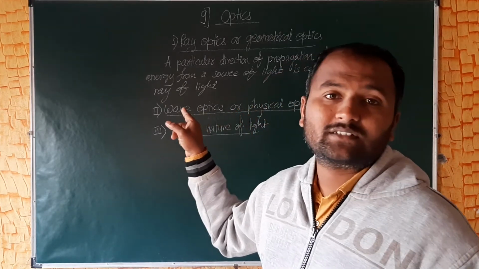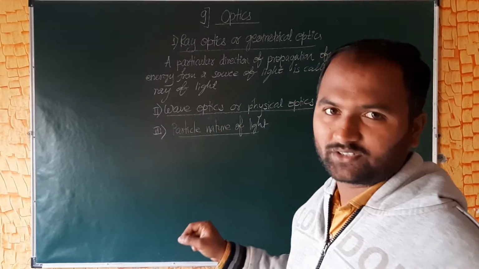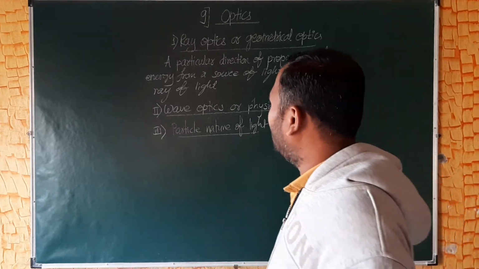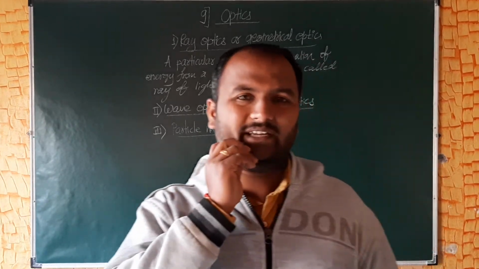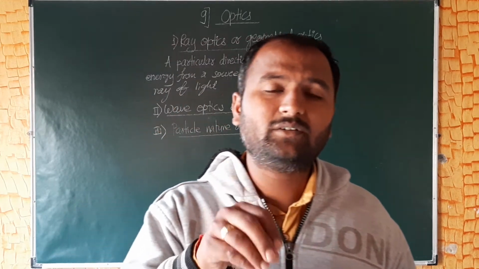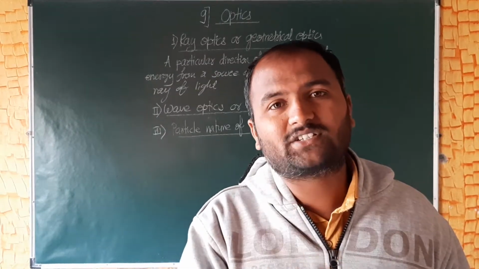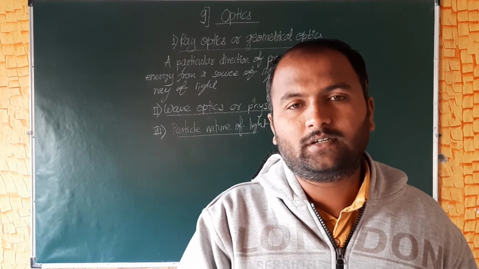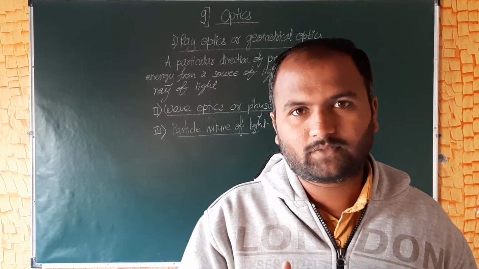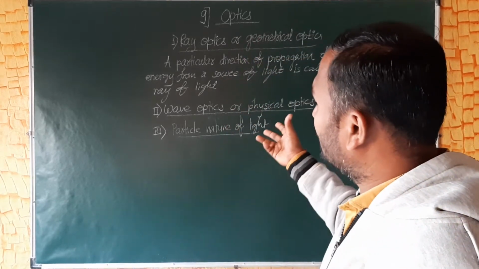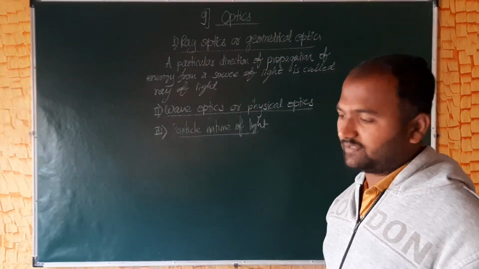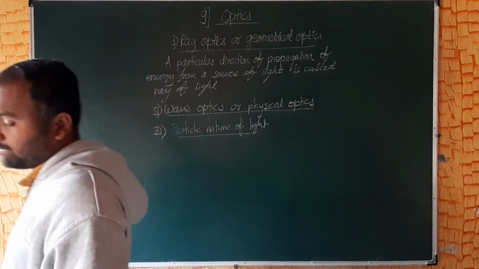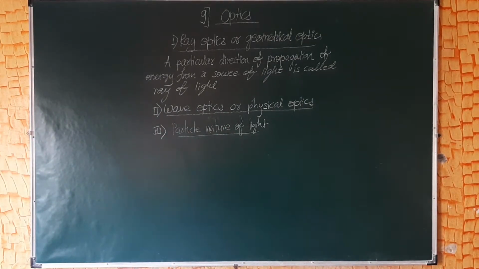Because in these, the waves are of electromagnetic nature. The third one is the particle nature of light. In the particle nature of light, we have to study the photoelectric effect and the Compton effect. These show the particle nature of light. So next, we have a detailed study of ray optics or geometrical optics.